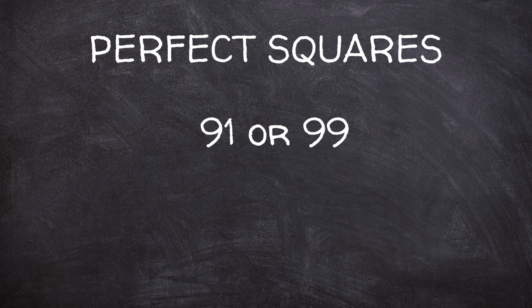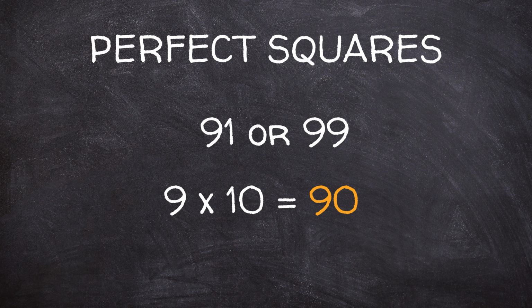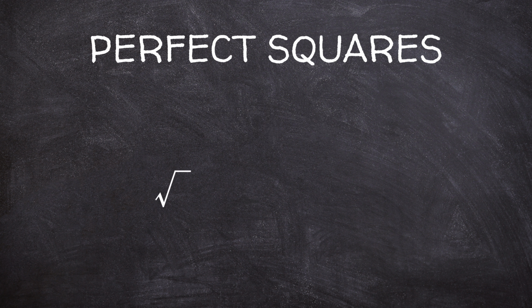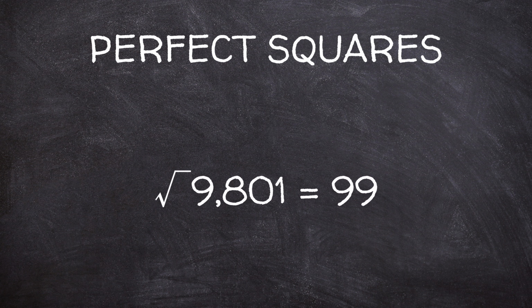Now here is the trick to decide which one is correct. Take that first digit 9 and multiply it by the next number, 10. 9 times 10 equals 90. Now we compare 90 with the first part of our number. That's 98. 98 is greater than 90. So we take the higher possibility, 99. That's our answer. Square root of 9801 equals 99.